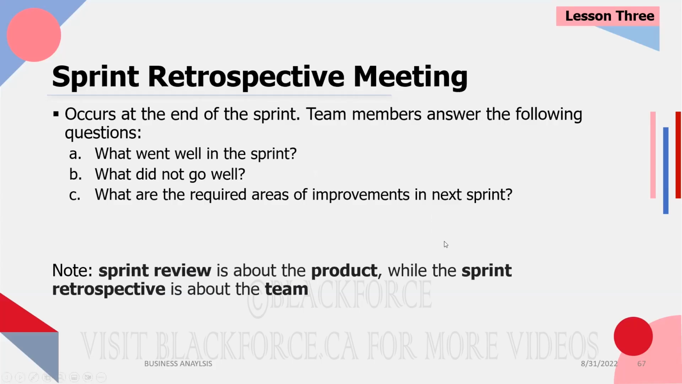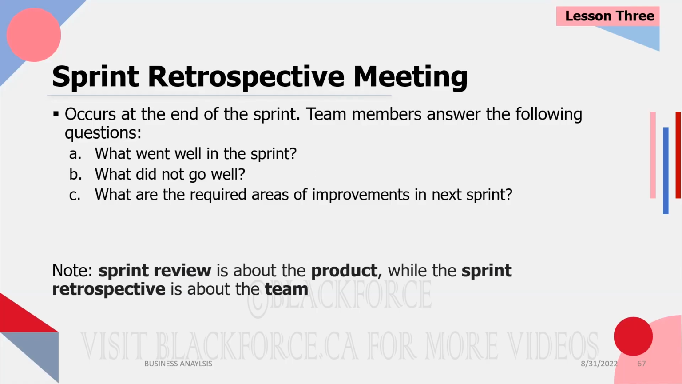Okay. There's another meeting called the sprint retrospective. This meeting occurs at the end of the sprint, like the sprint review meeting. However, it's a very different meeting. The questions we're seeking to answer in a sprint retro meeting are: what went well in the sprint? What did not go well? What are the areas where we need to improve?